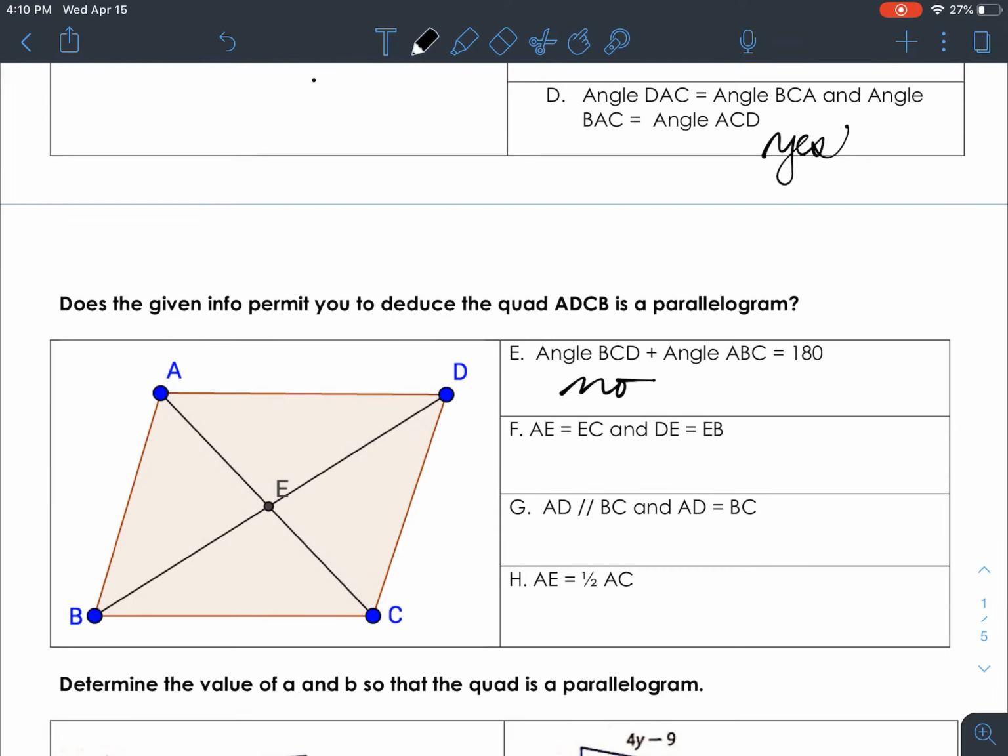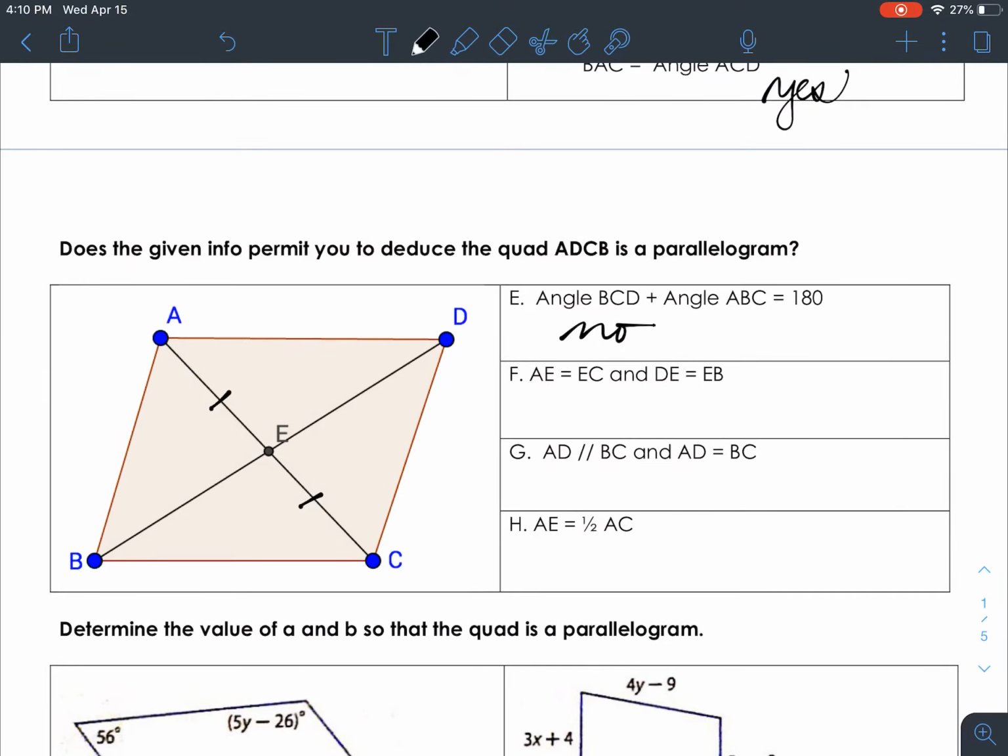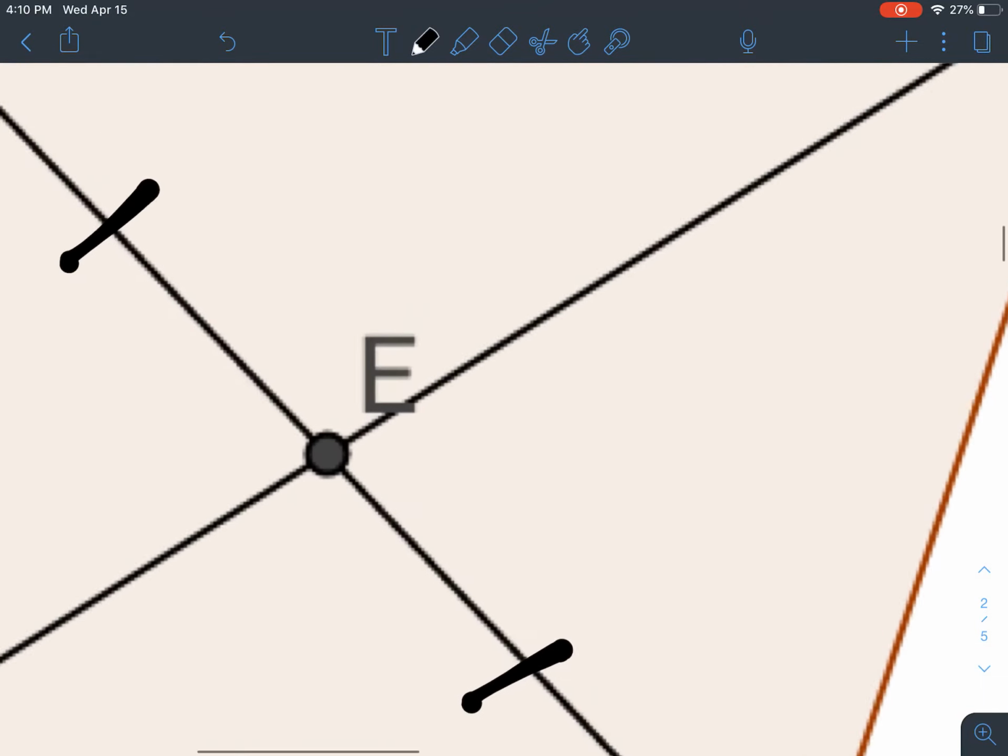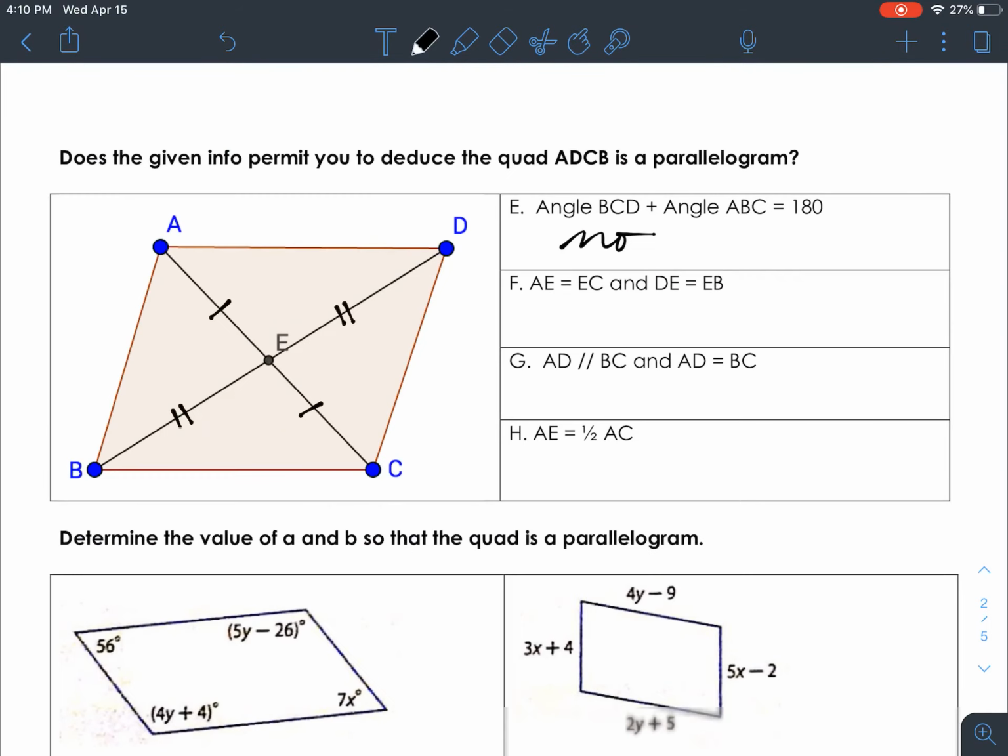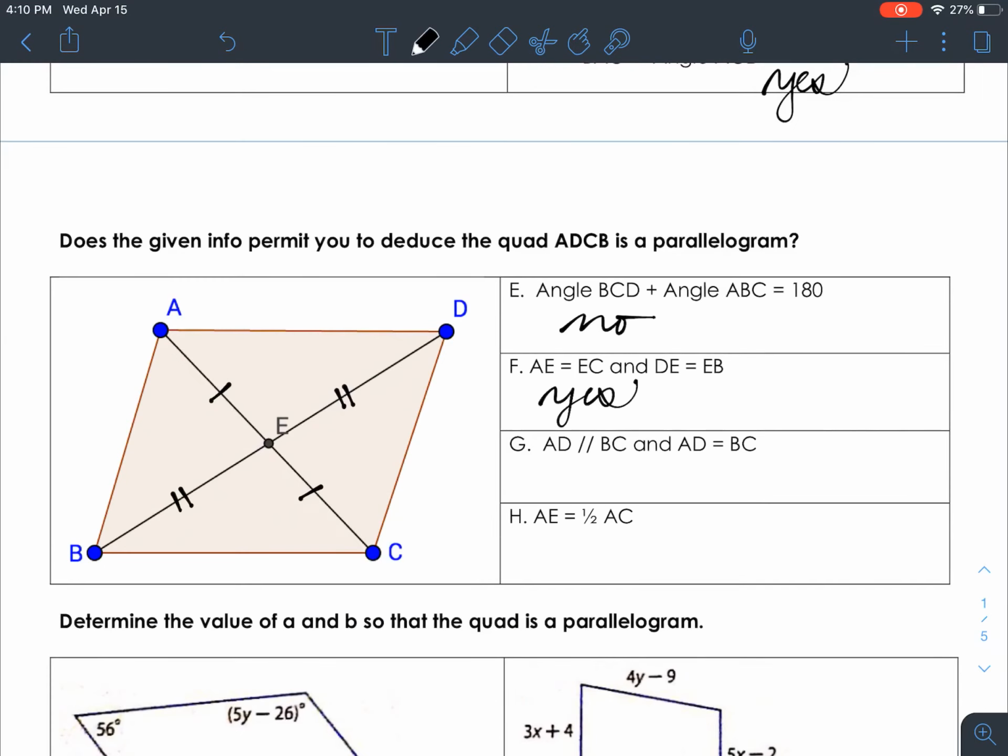So what if we were given that AE is congruent to EC and that DE is congruent to EB? Is that enough information to state that that's a parallelogram? This one's a yes, and that's because the diagonals bisect each other, and we know that if the diagonals bisect each other, then it has to be a parallelogram.